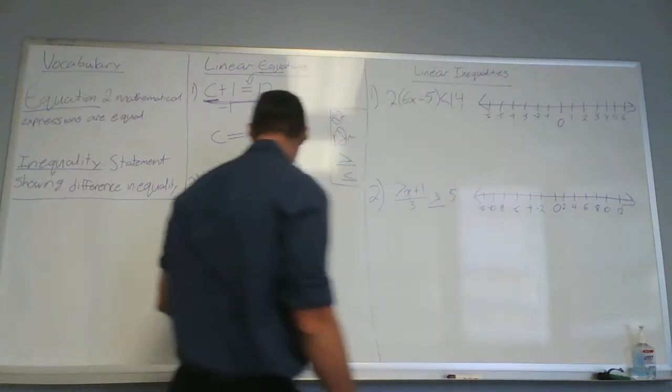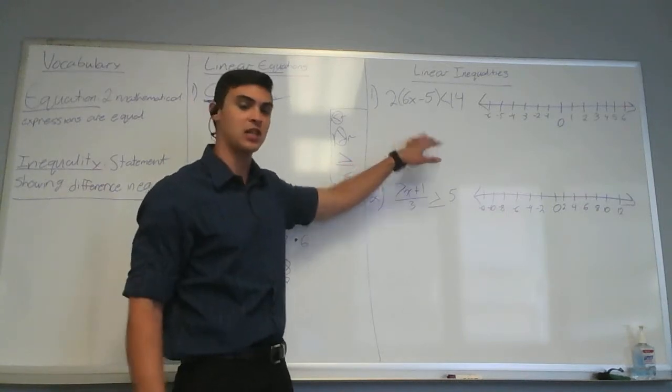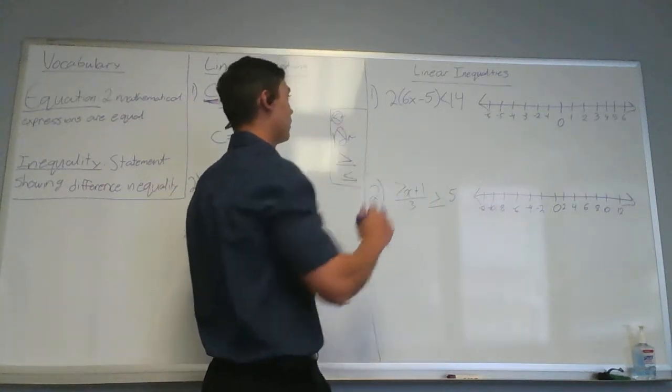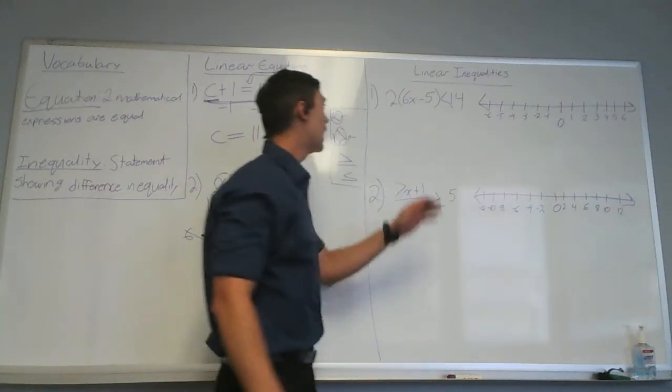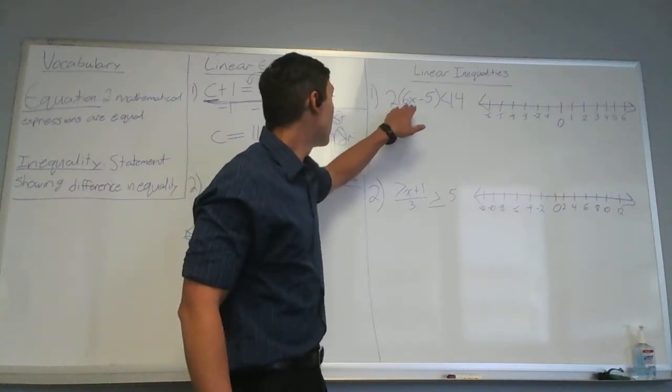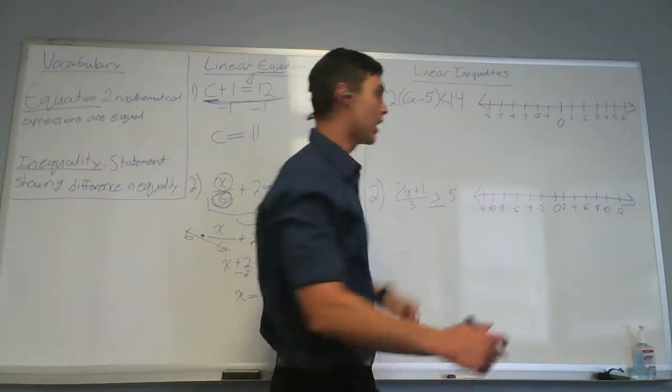So we saw how we solved for the linear equations. Solving for a linear inequality is the exact same process. So we have a multi-step left-hand side right now. So let's go ahead and figure this left-hand side out, and then we'll isolate the x and find what the value is compared to the right-hand side.